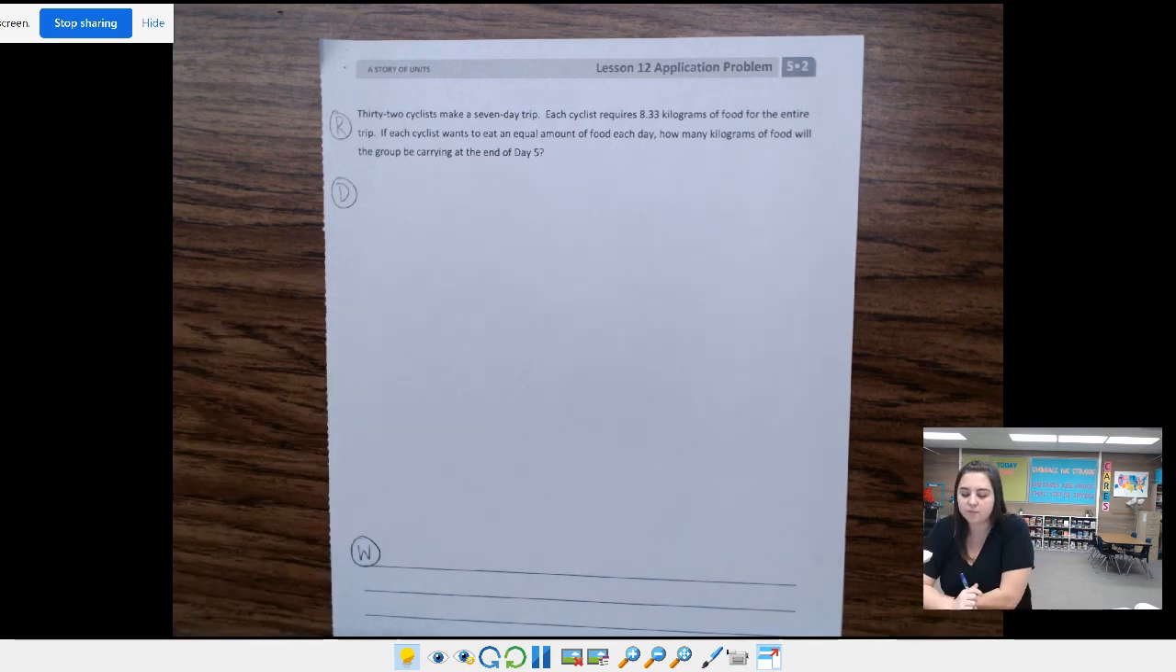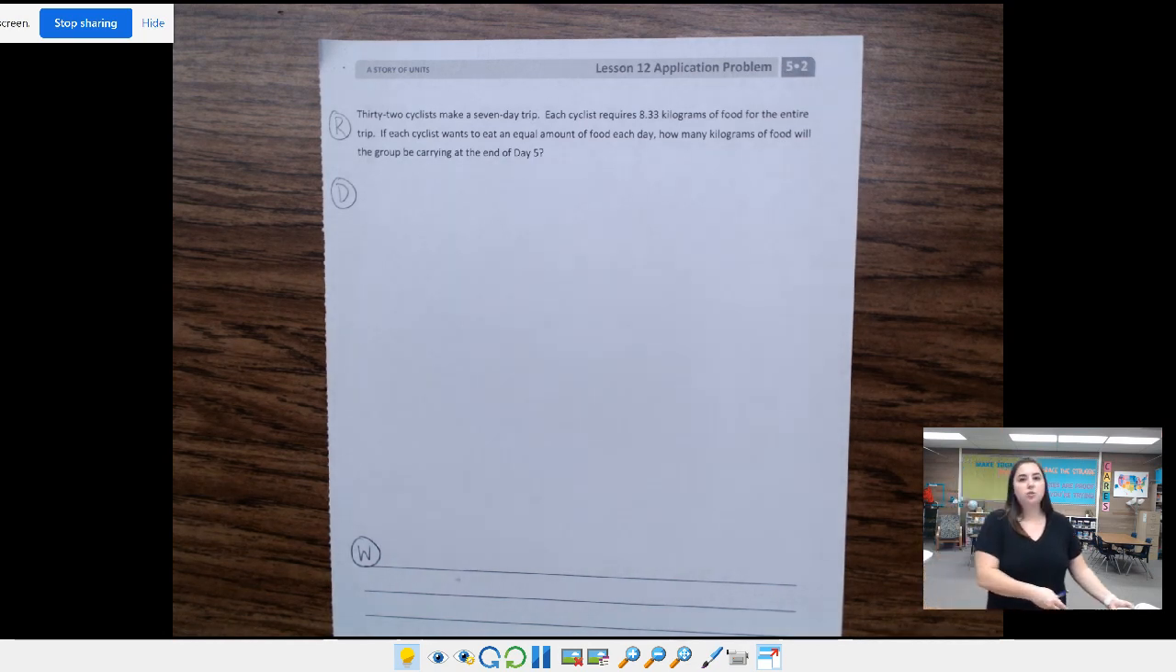Let's read it first. 32 cyclists make a 7-day trip. Each cyclist requires 8.33 kilograms of food for the entire trip. If each cyclist wants to eat an equal amount of food each day, how many kilograms of food will the group be carrying back at the end of day 5? Told you, I think this is such a good problem. There's so many kind of components to it. So let's break it down.